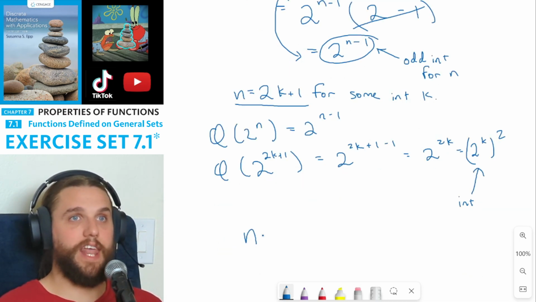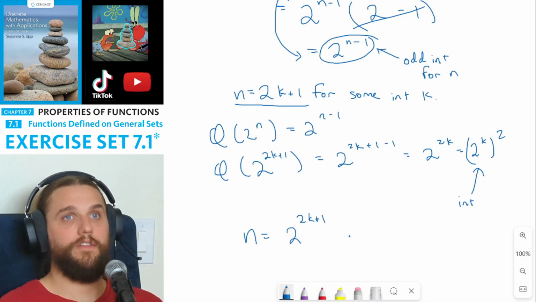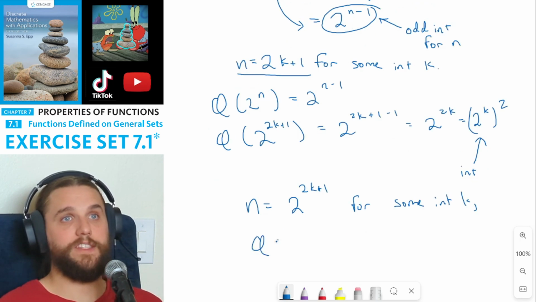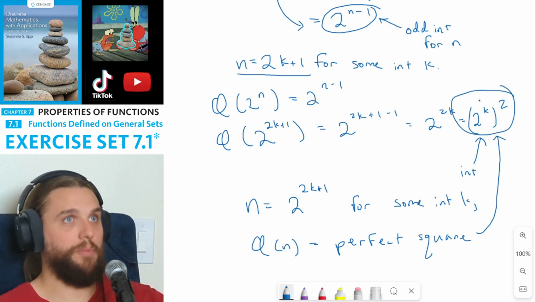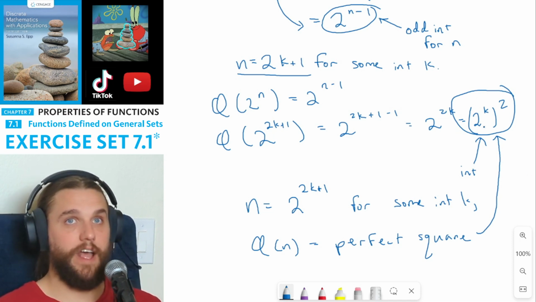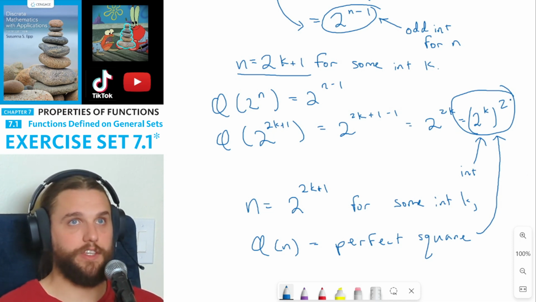So if we set n to 2 to the 2k plus 1 for some integer k, then that means that phi of n is a perfect square. And in particular, this is the equation to find what the output of phi of n is here. That's a perfect square because this whole thing is being squared.